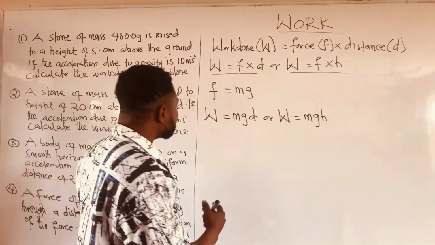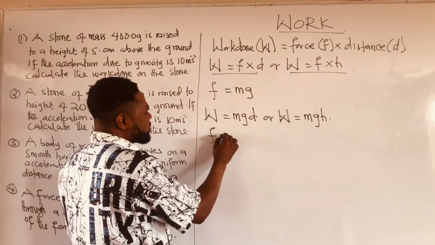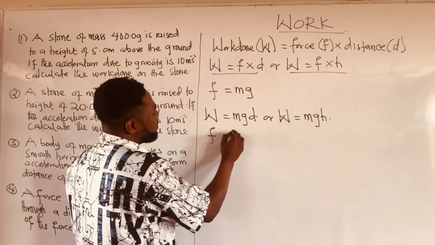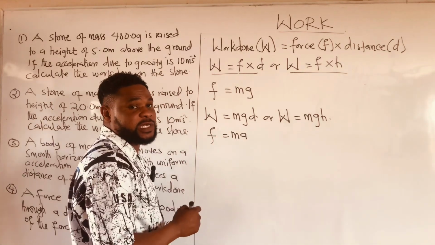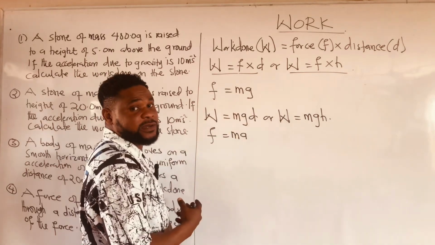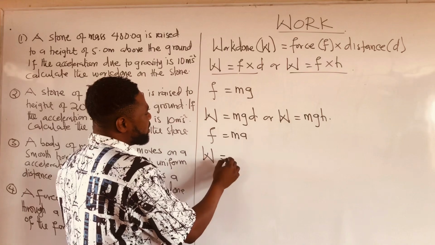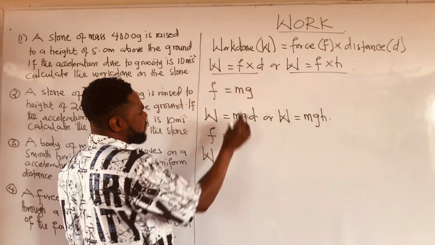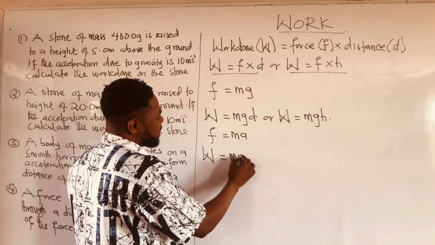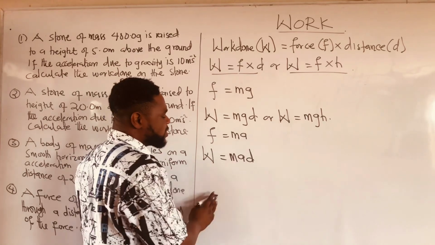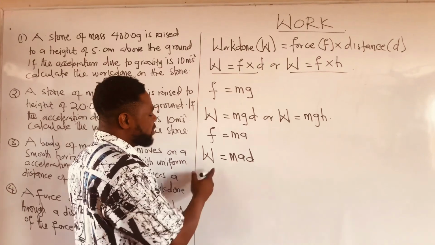Again, we have some instances where our force can also be calculated as mass times acceleration, where A represents acceleration and G represents gravity. So we can also deduce a formula like work done should be equal to, wherever we see the F, we put ma there, should be equal to mass times acceleration times distance. So we can also have a formula like this for work done.